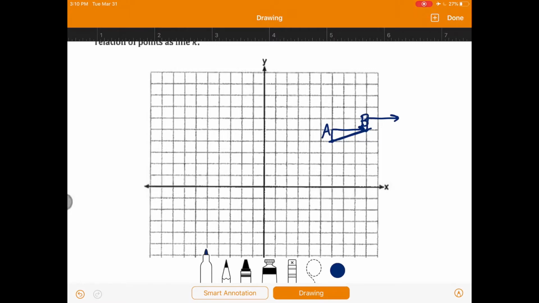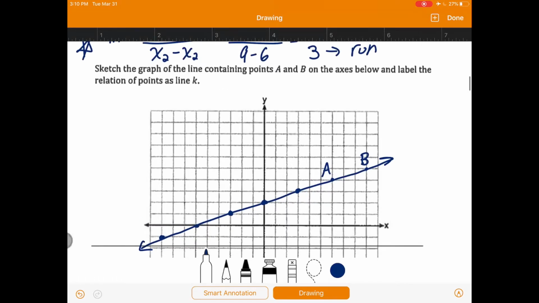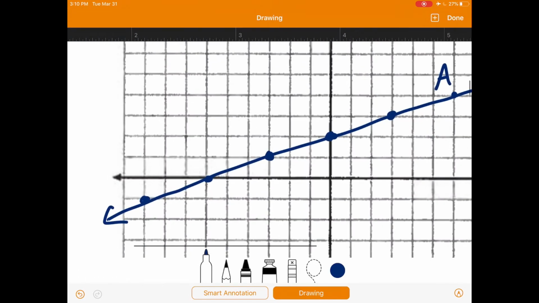But once we've run out of room over here, we have to do the same thing but in the opposite direction. So instead of going up 1, right 3, we're going to go down 1, left 3, and go right here. Then we're going to go down 1, left 3 again. And you're going to keep doing that over and over again until you run out of room over here. And once you've got that, let me add my last few points in. You can connect them all and put arrows on the end. And it says up here to call this line K. So I'm going to call it line K.